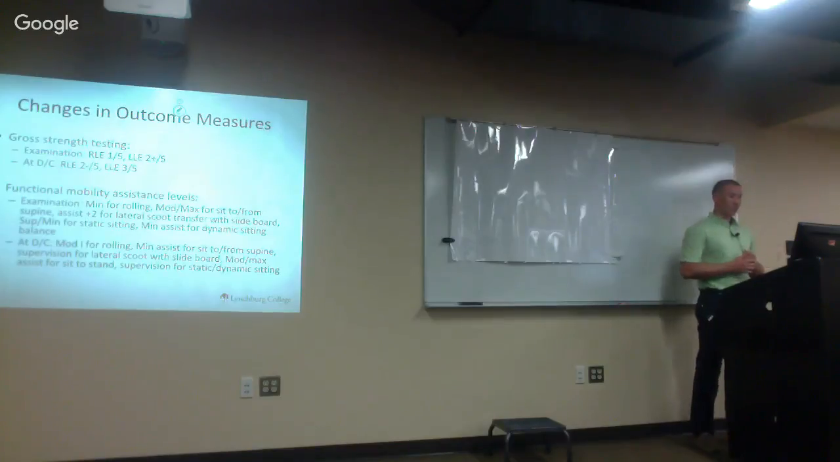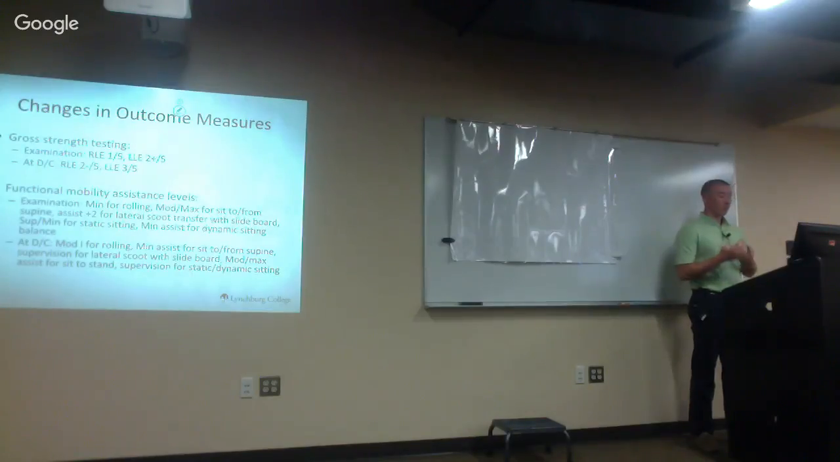And as far as the functional mobility assistance levels, I won't read the exam again, but at DC she was mod I for rolling, min assist for the other bed mobility, and basically supervision for transfers with the slide board and for dynamic and static sitting balance. But she was still a pretty heavy assist for sit to stand. And to maintain the stand, she was assistive too.